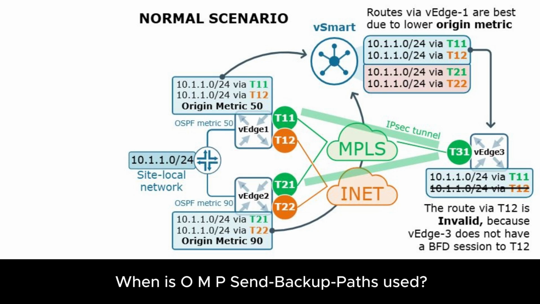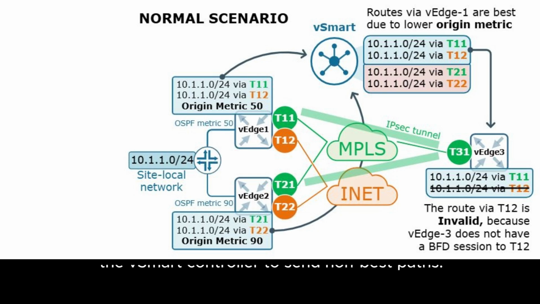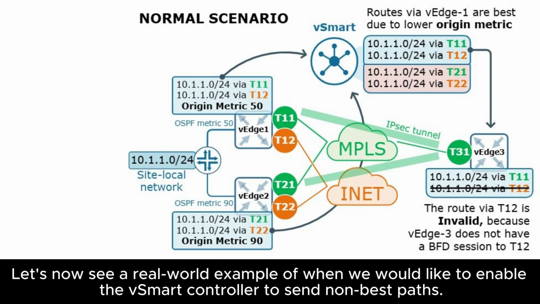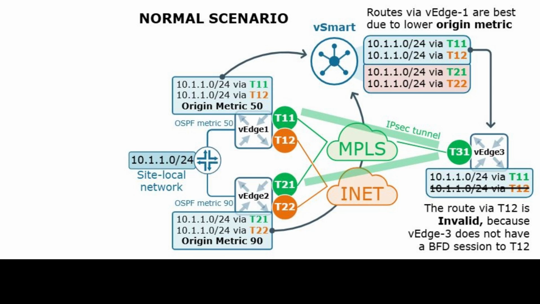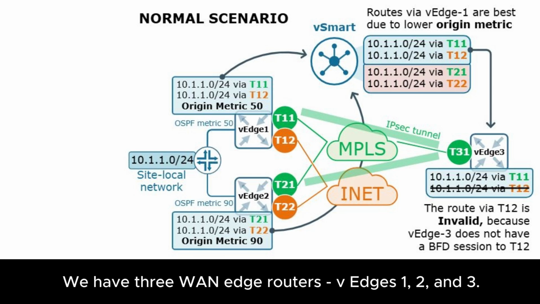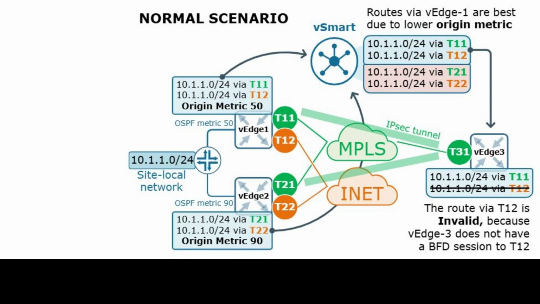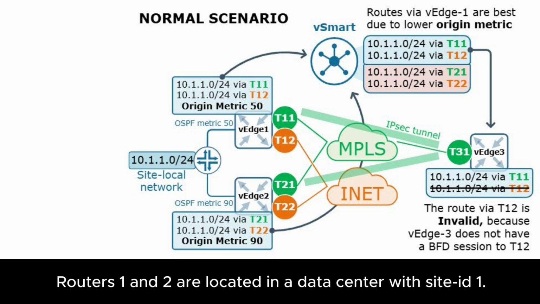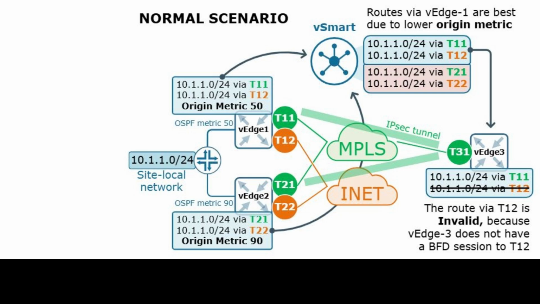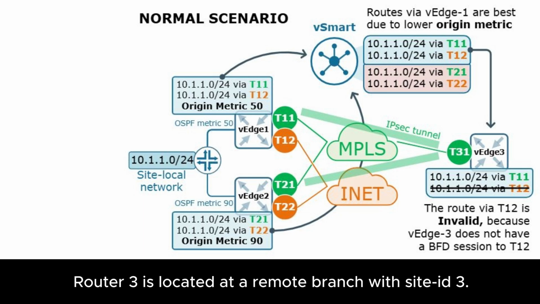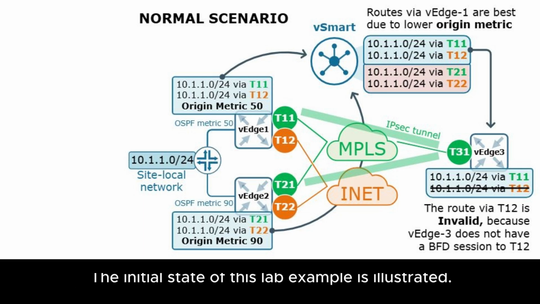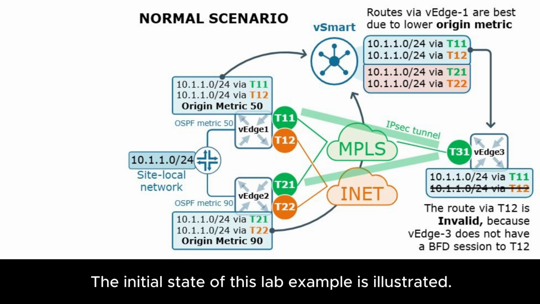When is OMP Send-Backup-Paths used? Let's now see a real-world example of when we would like to enable the vSmart controller to send non-best paths. The initial state. We have three vEdge routers: vEdges 1, 2, and 3. Routers 1 and 2 are located in a data center with site ID 1. Router 3 is located at a remote branch with site ID 3. The initial state of this lab example is illustrated.